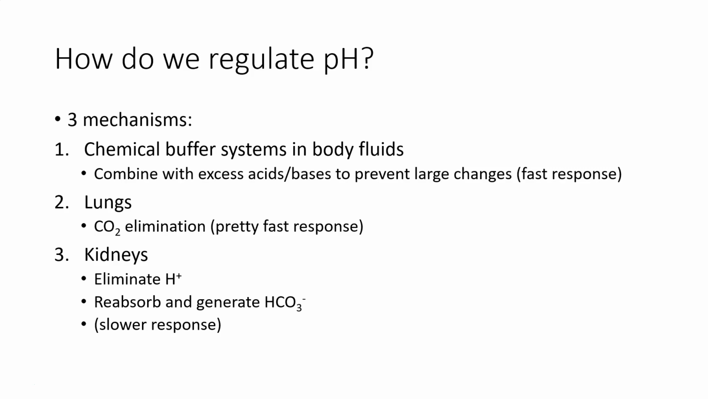Our lungs have a pretty fast response. Within a few minutes, we can begin to have control of carbon dioxide elimination. Carbon dioxide, remember, is an acid, and so changes in carbon dioxide can change our pH. And then our slower response are the kidneys, and they can both eliminate hydrogen ion or reabsorb or generate bicarbonate, which is our base.